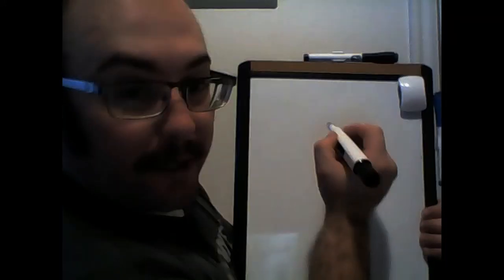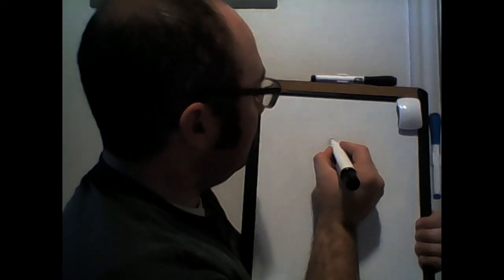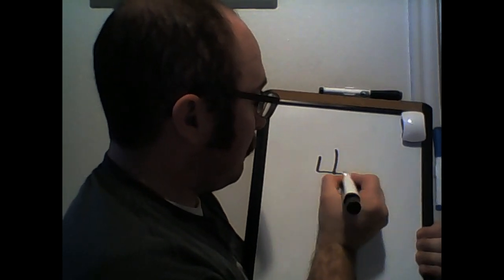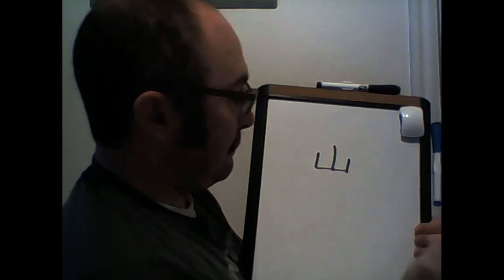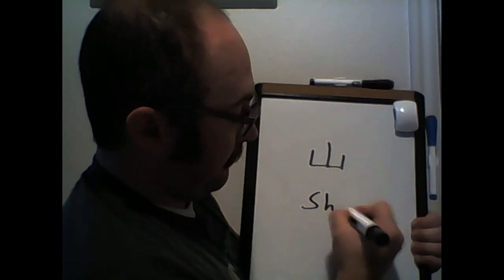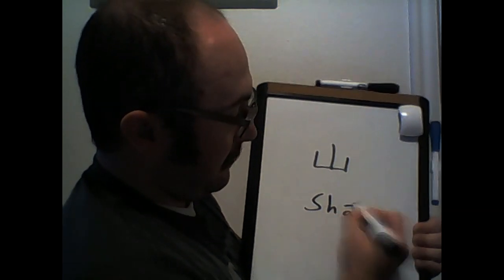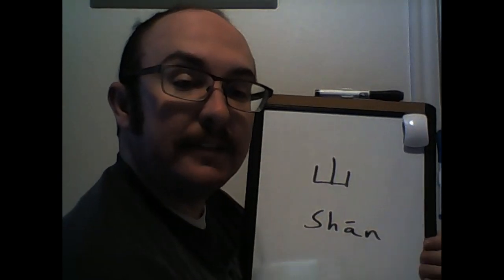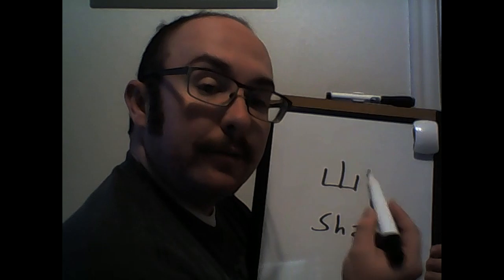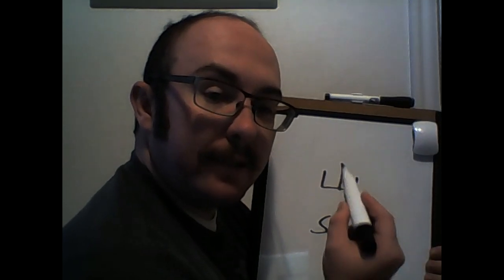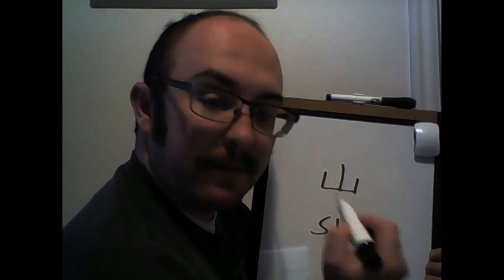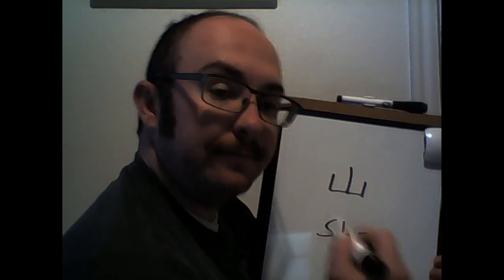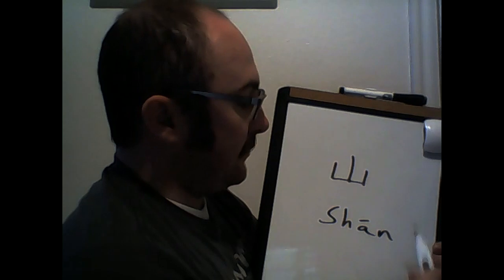So radical 46 is shān, shān. This means mountain. You can kind of see the mountain in it, or rather like three peaks of a mountain. So shān, shān. So that's mountain.